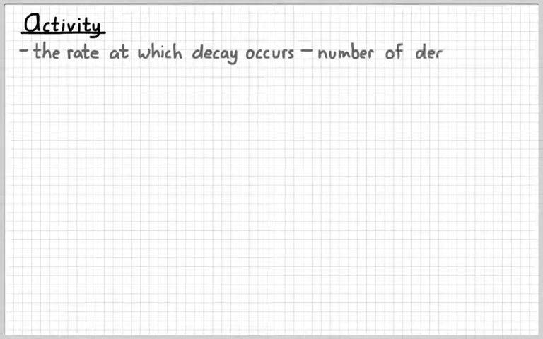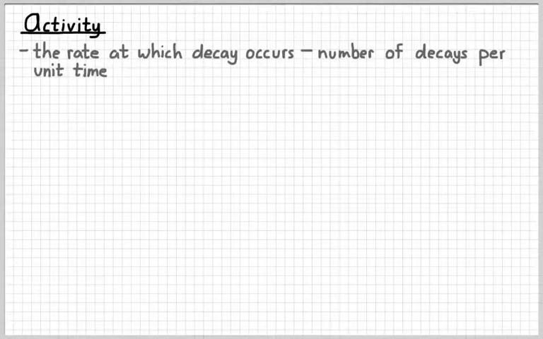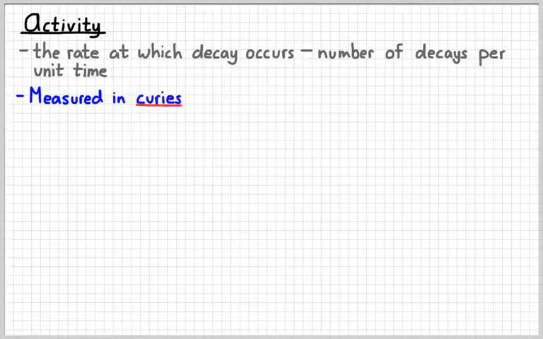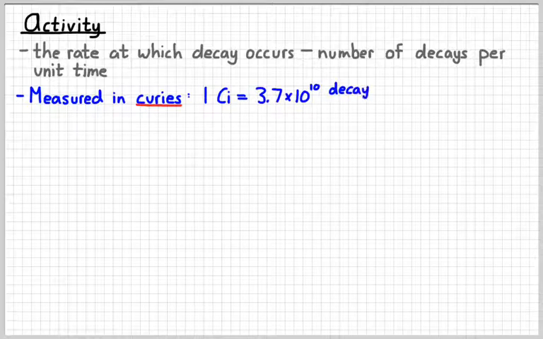So activity, again, is the rate at which the sample decays. We can express that as the number of decays per unit time. There's a couple units we can use to measure it. The first is the Curie, what we might use here in the United States of America. And a Curie is 3.7 times 10 to the 10th decays per second. That's based on the decay rate of radium, which Marie Curie discovered.